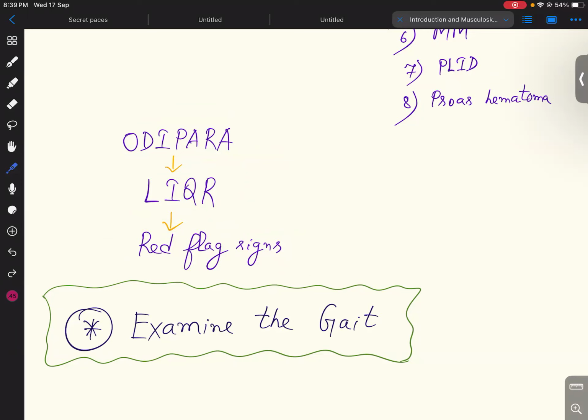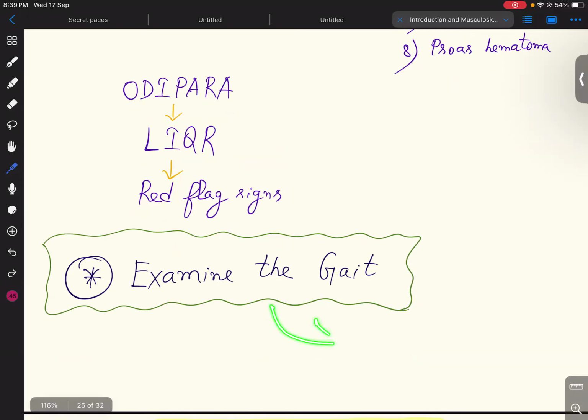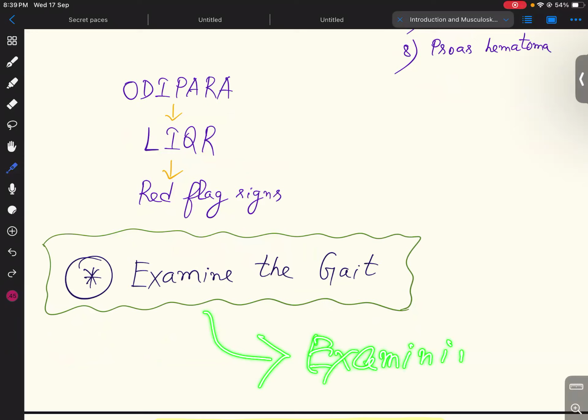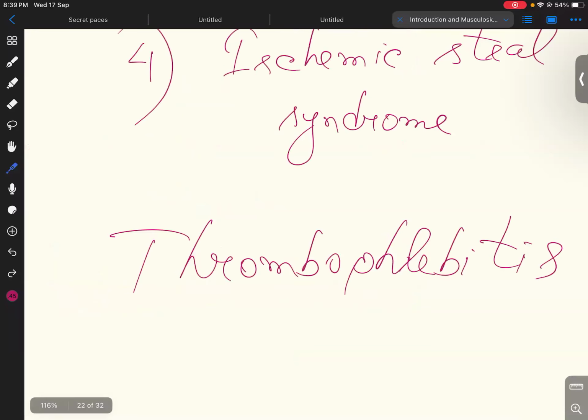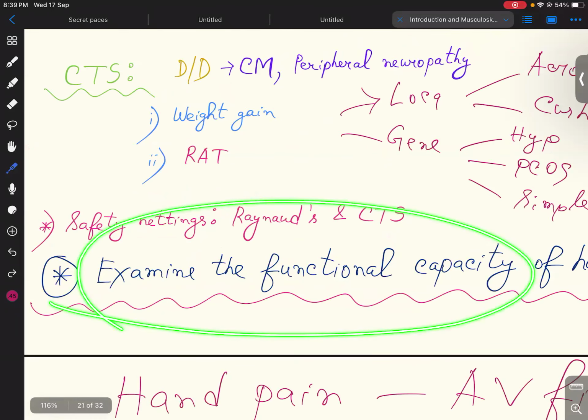Then you have to examine the gait for each patient, because by examining the gait, you are excluding the complication by the physical examination. For every low back pain, you have to examine the gait. For hand pain, you have to examine the functional capacity of the hand. And in case of low back pain, you have to examine the gait.